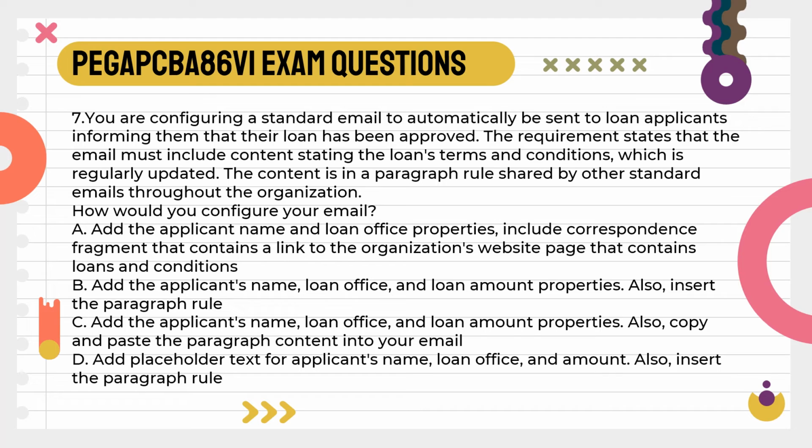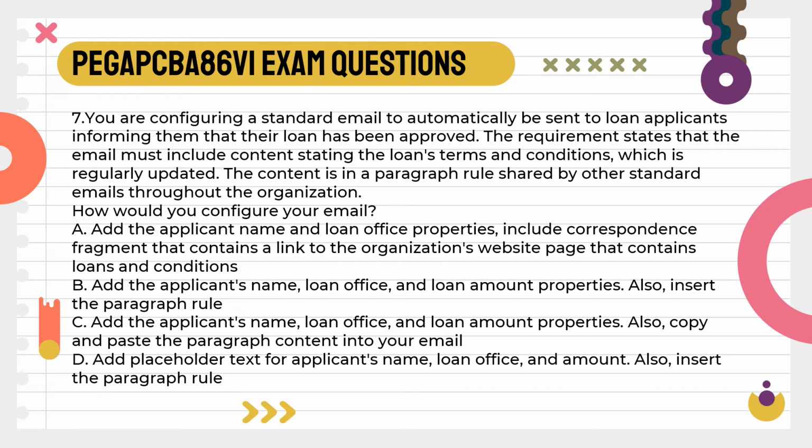7. You are configuring a standard email to automatically be sent to loan applicants informing them that their loan has been approved. The requirement states that the email must include content stating the loan's terms and conditions, which is regularly updated. The content is in a paragraph rule shared by other standard emails throughout the organization. How would you configure your email?